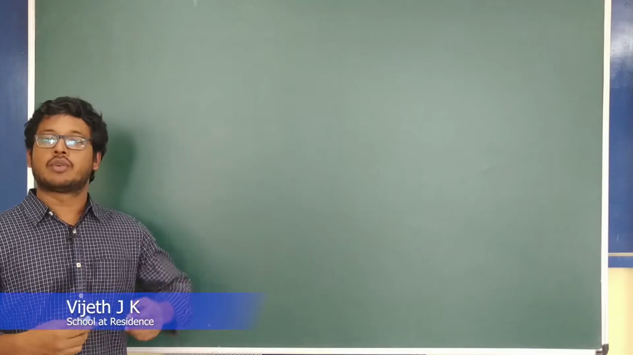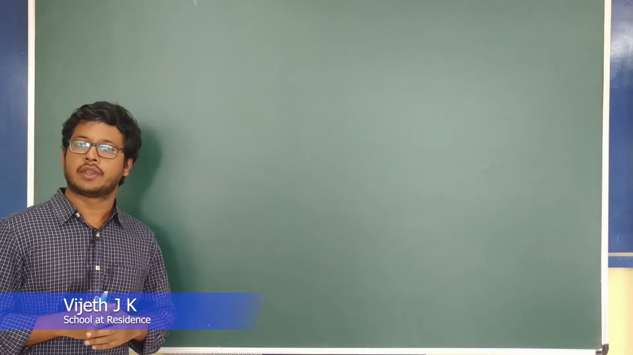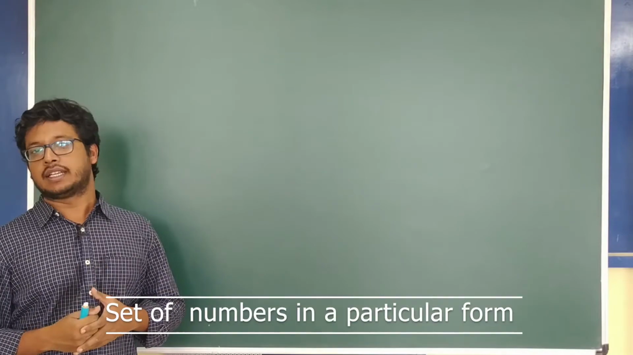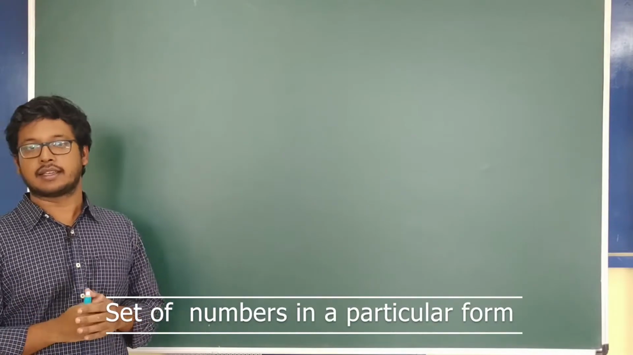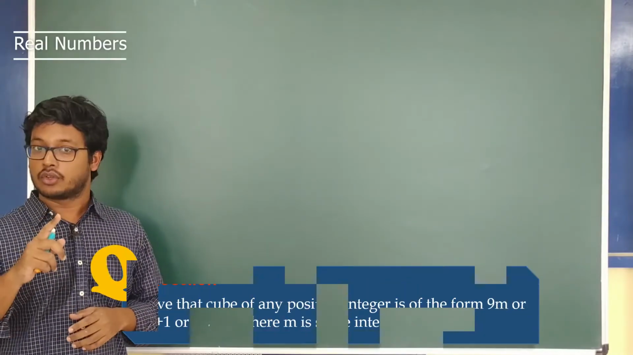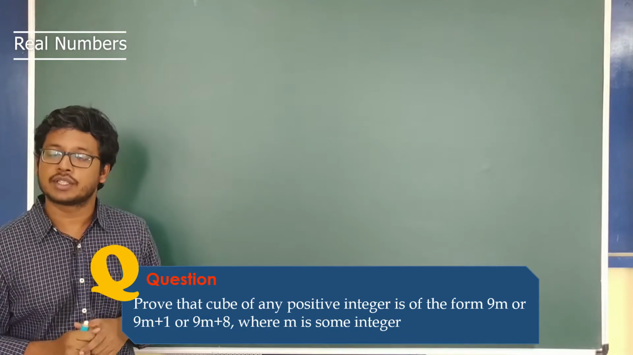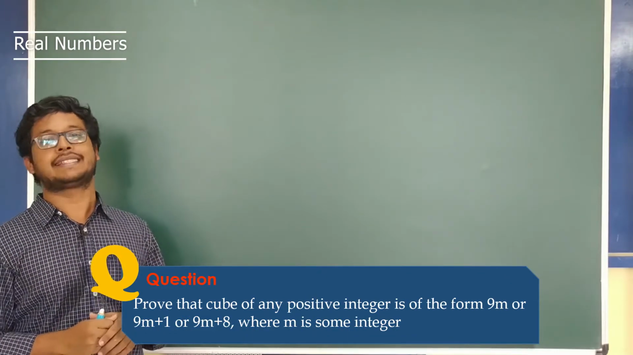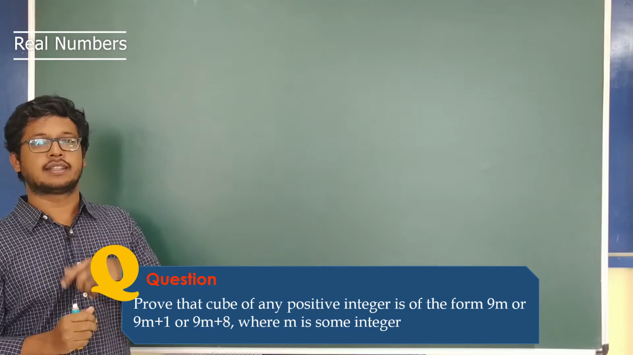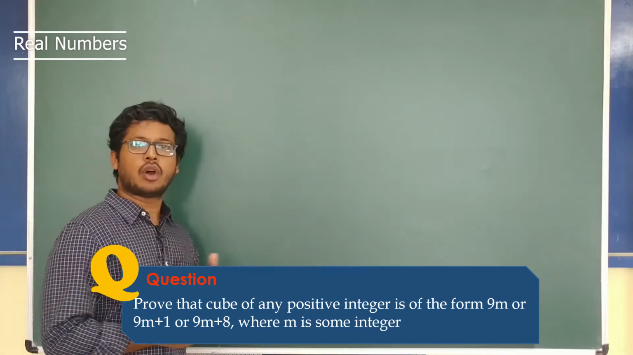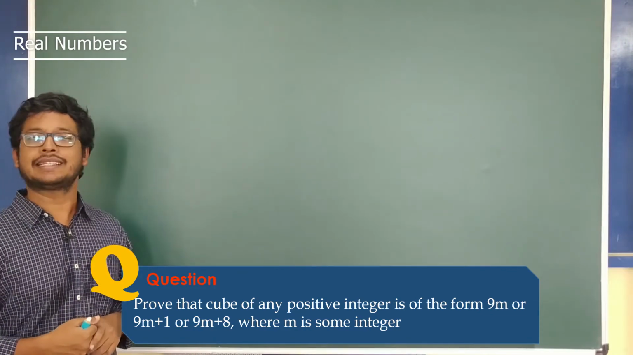We'll take a little bit more complicated problem now. We'll prove that the cube of any positive integer in this case is of the form 9m, 9m plus 1 or 9m plus 8. Interesting, isn't it? So we want to prove it as 9m or 9m plus 1 or 9m plus 8.